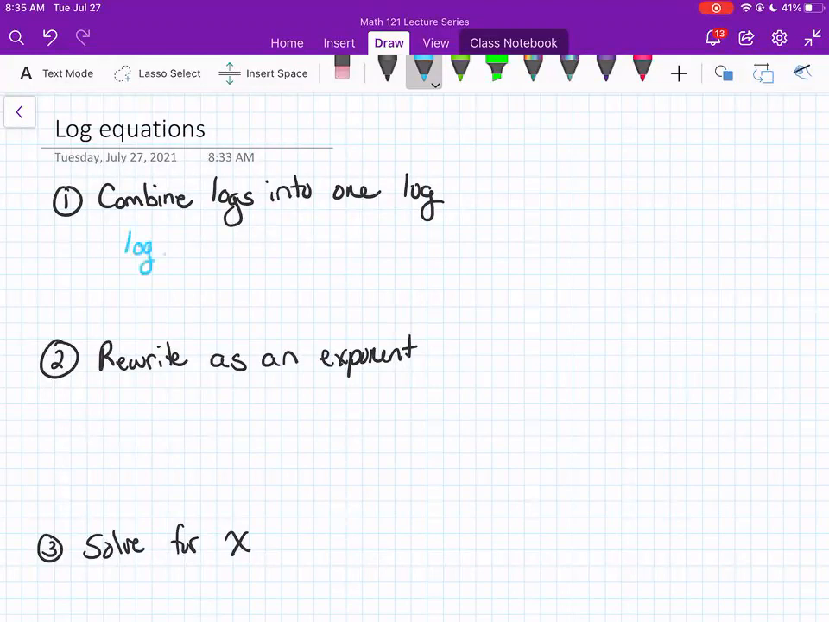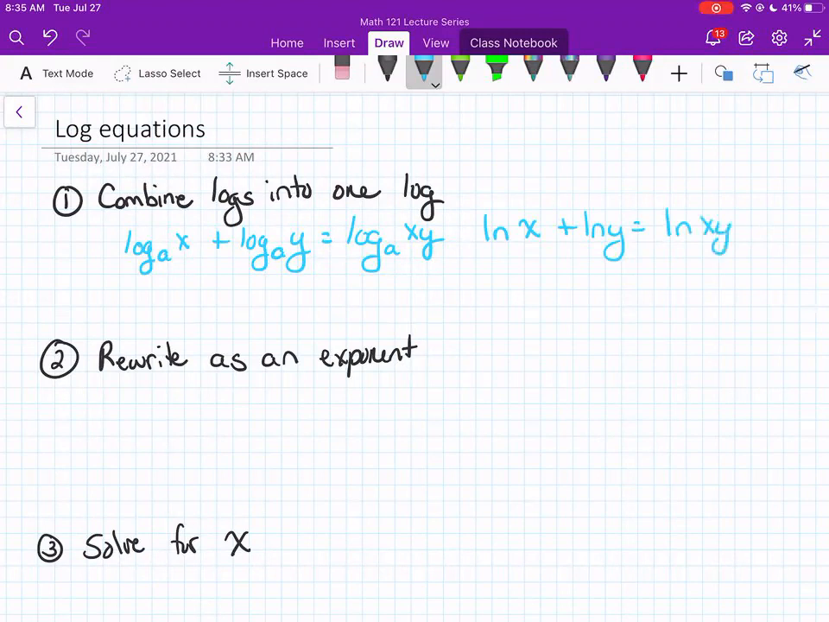If you have 2 logs that have the same base, you can rewrite that as one log and multiply the 2 terms together. The same is true for an ln. So if you have the ln of x plus the ln of y, you can simply rewrite that as the ln of xy. Division is true for subtraction. So if I have the log base a of x minus the log base a of y, I can rewrite that as log base a of x over y.